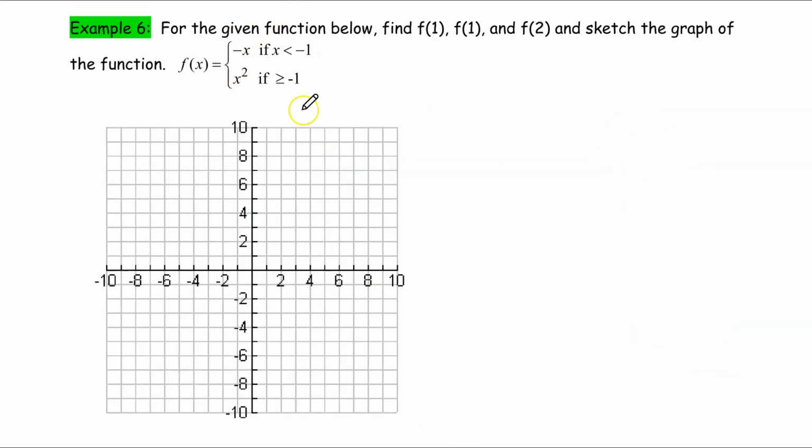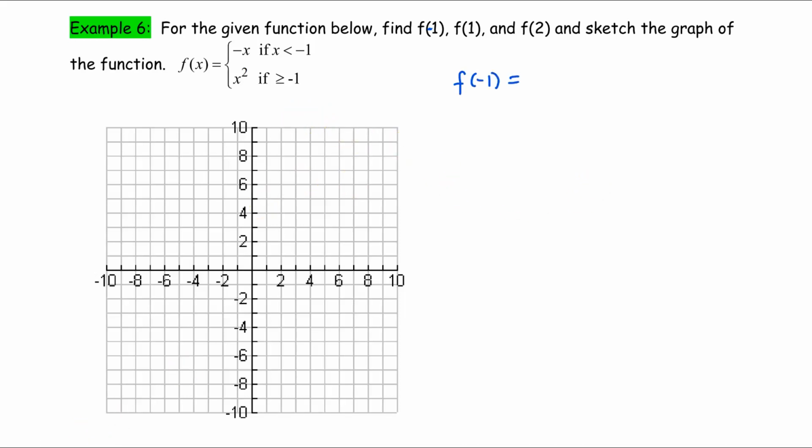So for this next example, we are given a piecewise function defined by this. Now first, we want to find f of -1, then f of 1 and f of 2, and then sketch the graph of the function. Okay, so f of -1.